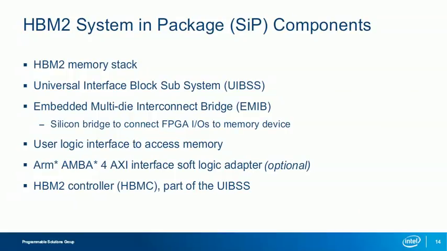The HBM2 SIP consists of the components listed here. We'll take a look at these components on the next few slides. Besides the HBM2 memory stack itself, the SIP consists of the UIBSS and the EMIB. It also includes the user logic interface to the HBM2 controller, or HBMC, which makes use of an ARM AMBA 4 AXI interface. A buffering adapter for this interface can be added in if necessary.